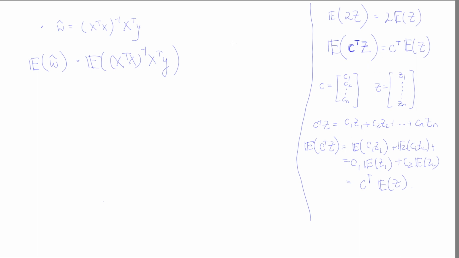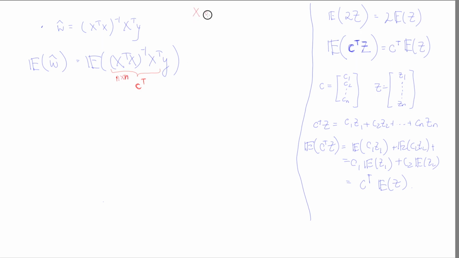Why is that important? Well, again, what is the assumption? X is fixed. So everything out here, think of this as c transpose. It's just a constant vector, right? It's a vector because x transpose x has dimension n by n.